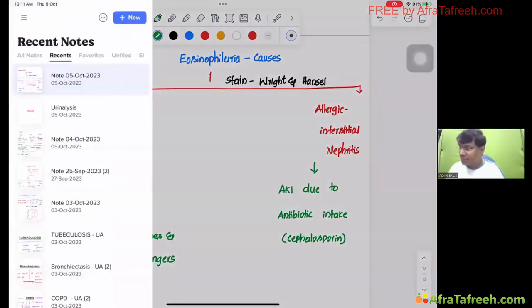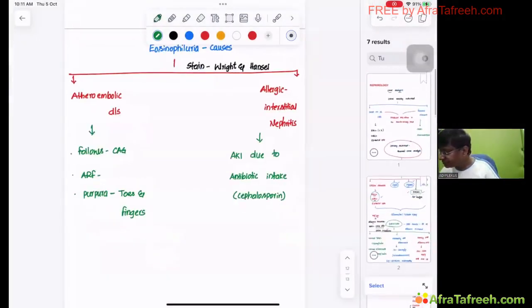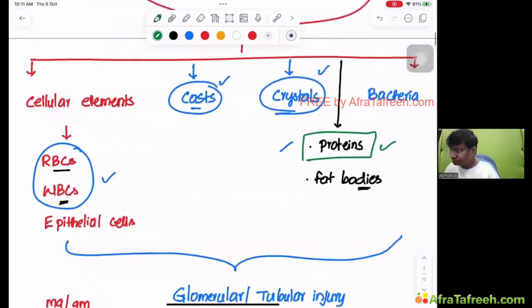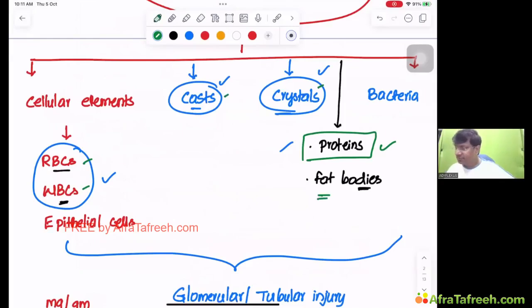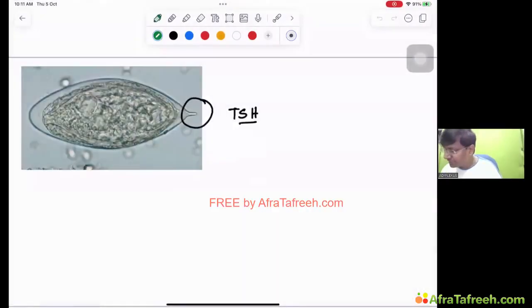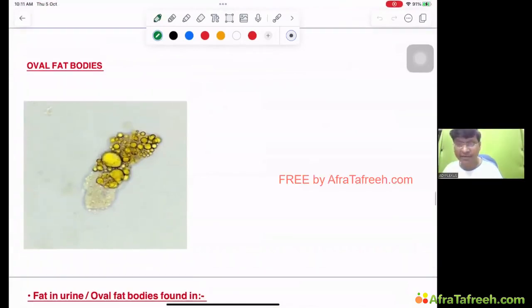So until now, you just see what we have discussed: RBCs over, WBCs over, casts over, crystals over, right? Proteins over. Then let me discuss the fat bodies. What are the conditions where you have the presence of fat bodies? You see, this is the oval fat body, right? Where do you have this oval fat body?